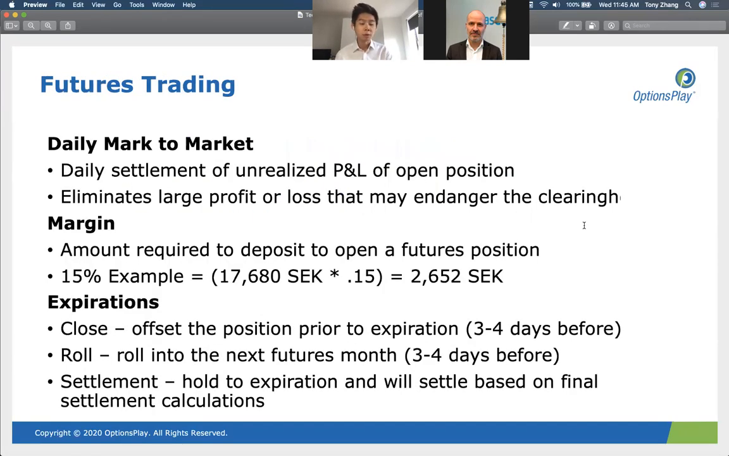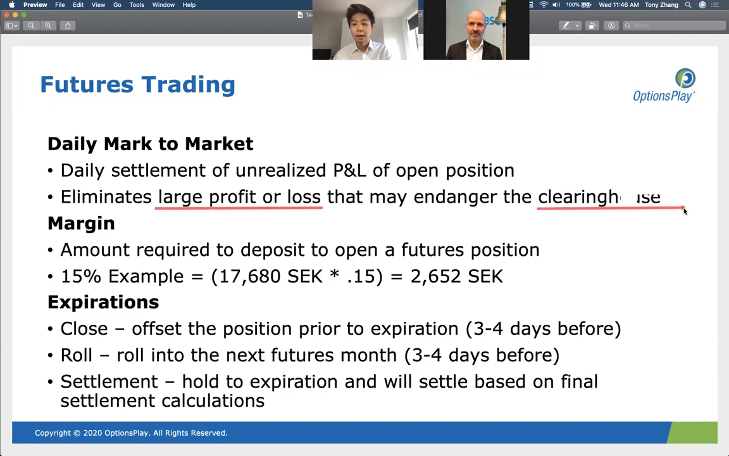So like I said, one of the big differences between futures trading and stock trading or options trading is the fact that they're mark to market and they're settled daily. So your profit and loss of your underlying position at the end of the day is settled. So you're not carrying unrealized loss or gain into the very next day. And this eliminates any large profit or loss that may endanger the clearinghouse.